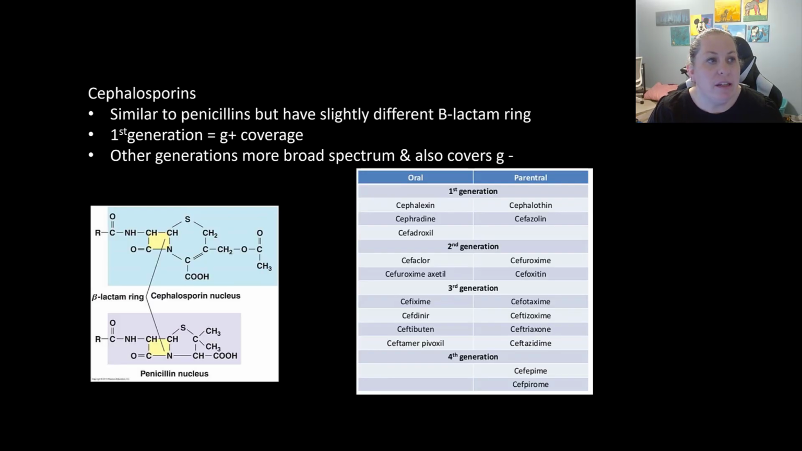The next group that we want to talk about are the cephalosporins. The cephalosporins are similar to the penicillins, but they have a slightly different beta-lactam ring. We do see that the first generation of this group is really good against gram-positive coverage. But other generations are more broad spectrum, and they can also cross over and cover gram-negative. You'll notice that a lot of these have an oral route, but they also have the parenteral route, which means that they are given through injections. Not given necessarily through an IV, but they're given through a type of injection. Okay, so this is a little bit different for this group.